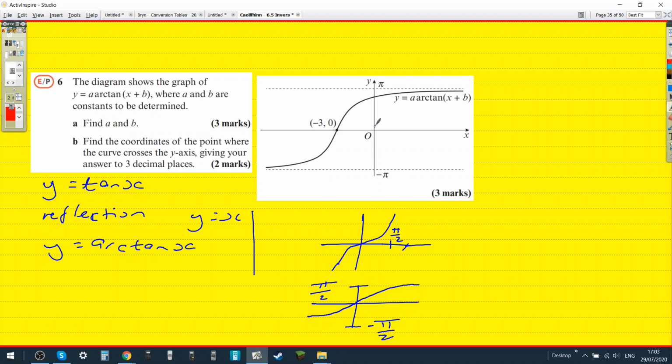What did they do to this? What transformation has happened here? Plus b. Any idea what b is? They also did times a at the front. No. I think so. Pi over 2 times what gives you pi, because it moved up to pi and down to minus pi.